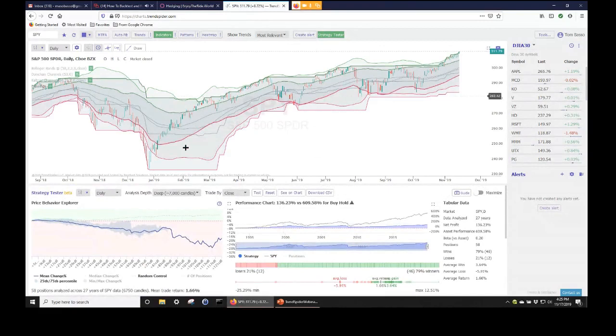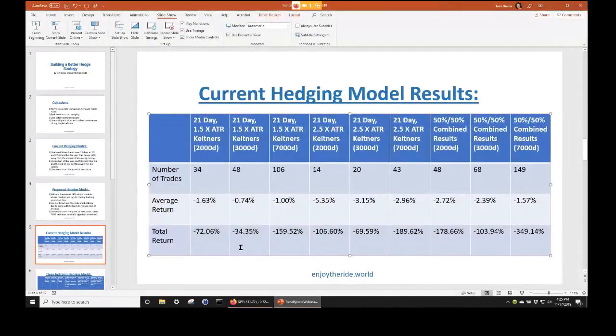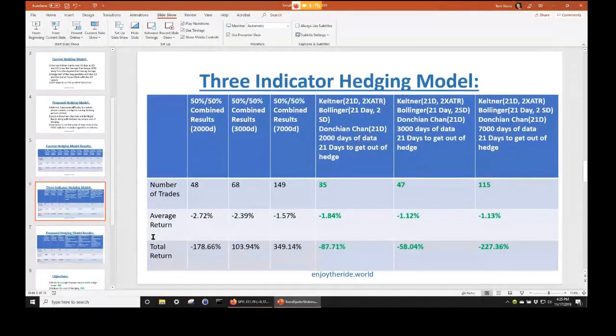So I hope you understand the concept I've used here in terms of getting my signals. Let's go back and go down to the 3-indicator hedging model. And let's see what, this is the benchmark that we had back with the Keltner bands that I currently have been using up through Friday. Monday, I will be moving over to something different.